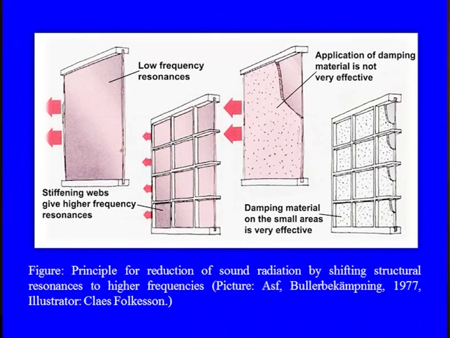This is another case in which the sound radiation or vibration transmission is reduced by simply shifting the structural resonances towards the higher frequencies. You can see that the first figure shows a huge thin wall, and in this we have low frequency resonances because of the size and the dimensions. We can even put blocks in the stiffener webs, which give high frequency resonances, and that can be controlled.